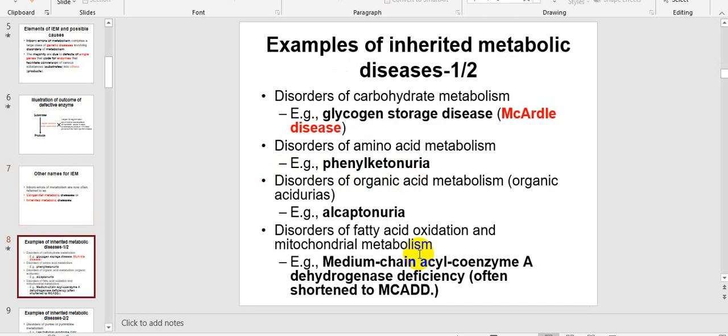Disorders of carbohydrate metabolism are glycogen storage disease, also called McArdle disease. Disorders of amino acid metabolism, an example is phenylketonuria. Disorders of organic acid metabolism, that is alkaptonuria. Disorders of fatty acid oxidation or beta oxidation and mitochondrial metabolism. Example is medium chain acyl coenzyme A dehydrogenase deficiency, often shortened to MCADD.